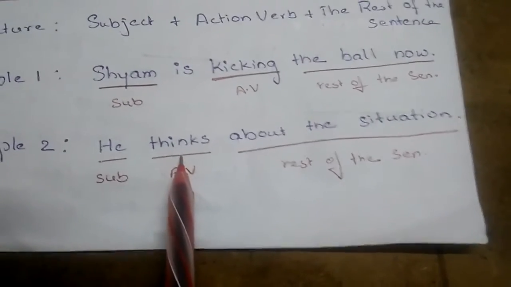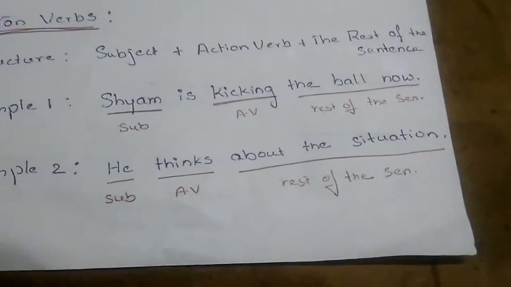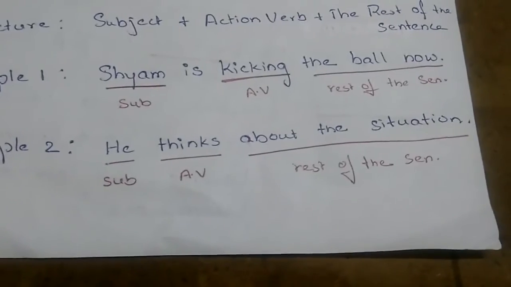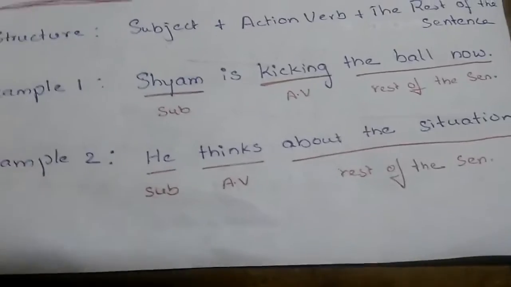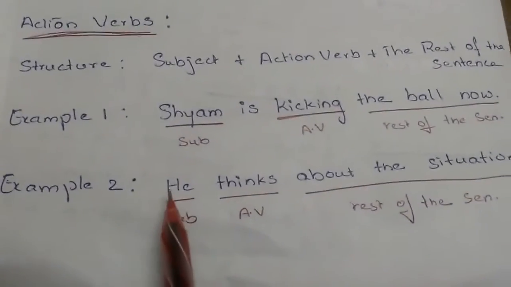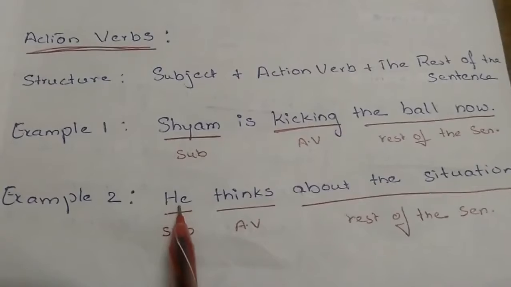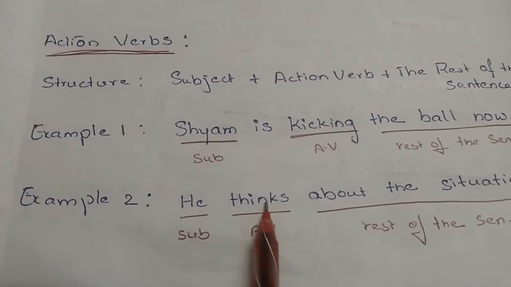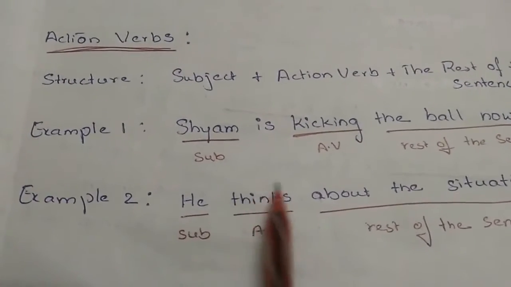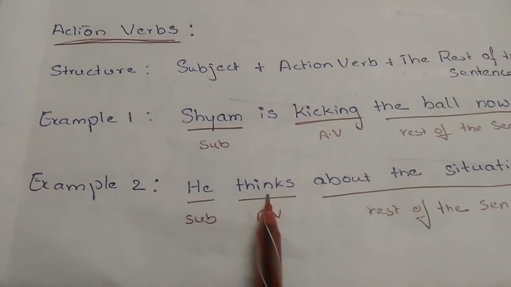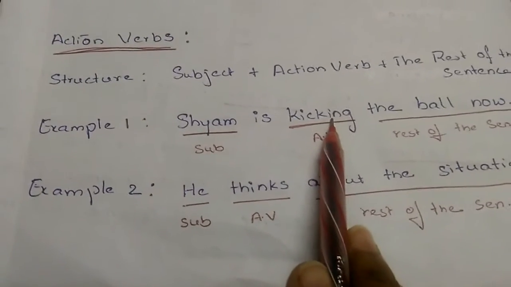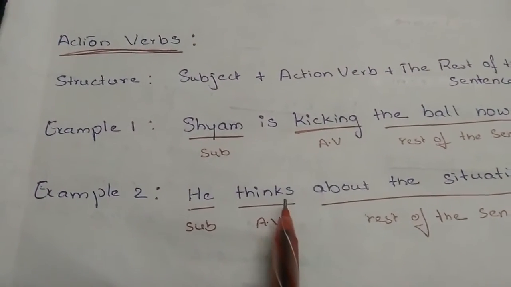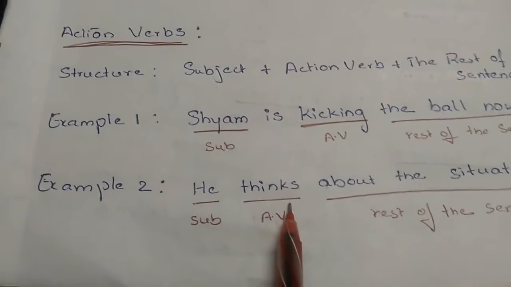But here, thinks is referring to some mental action. It is not referring to any physical action. In this sentence, the subject he does some mental action, that is, thinks. Action doesn't always refer to physical action, but sometimes it may refer to mental action also.